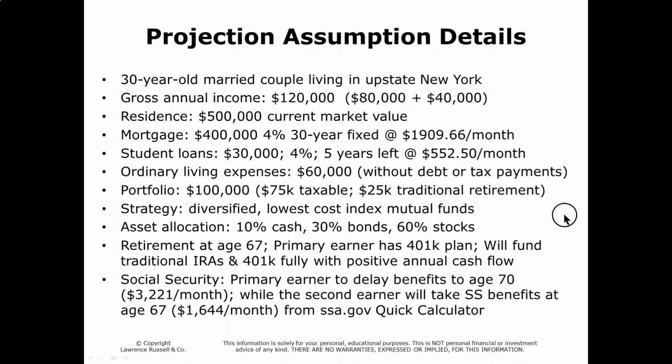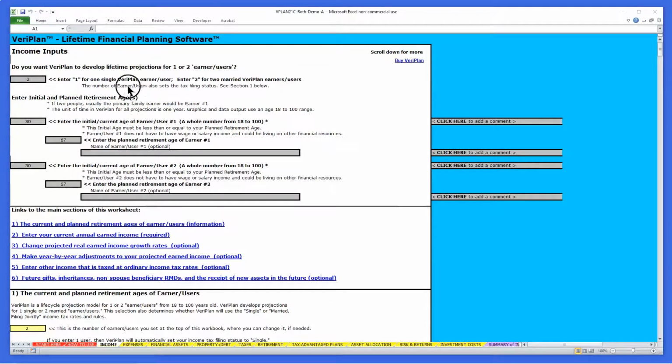Now, these are the detailed assumptions, and I won't go into these. I'll leave this up for just a little bit in case you really care to take a look at this. But this is just a question of saving ourselves time from inputting this data. So we can move on to the Roth analysis. This is the income inputs worksheet for VeriPlan. There are other videos that you can look at that explain all the details and functionality of VeriPlan, so I won't go into all the details here. Let me just give you an overview of the layout.